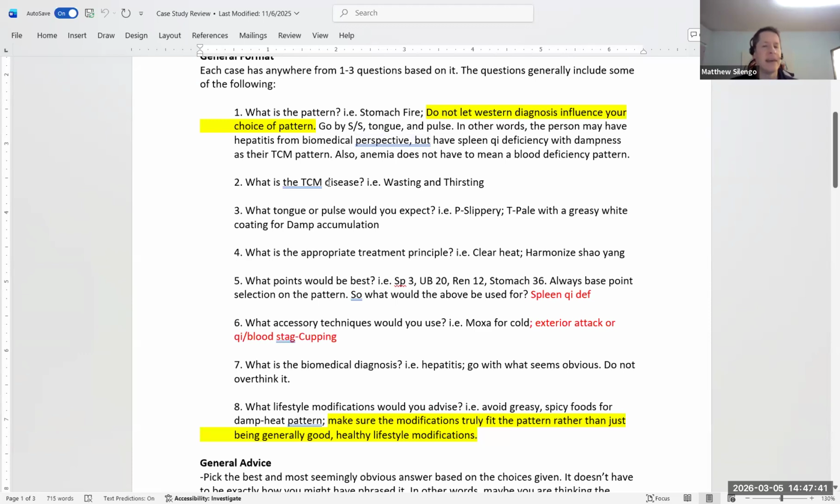Sometimes they ask about the TCM disease. So those are things like they're not patterns per se, they're not Zangfu patterns. Those are things like wasting and thirsting disorder, restless organ disorder. Now, there tend to be very few questions like that, but there are a couple. So, like, if they're talking about somebody that has polyuria, they're urinating a lot, they're really thirsty, and every time they drink, they're urinating it out, they're losing weight, they might ask about what TCM disease does that sound like? And that could be something like wasting and thirsting disorder.